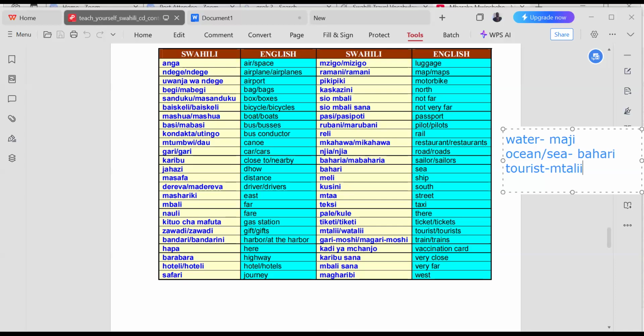Then a ticket we borrow from English: tiketi. So ticket is directly from English, tiketi. With that, I think we are okay. There's a difference in luggage, which can have categories. There can be begi, which you borrowed from English, but basically it means a bag.